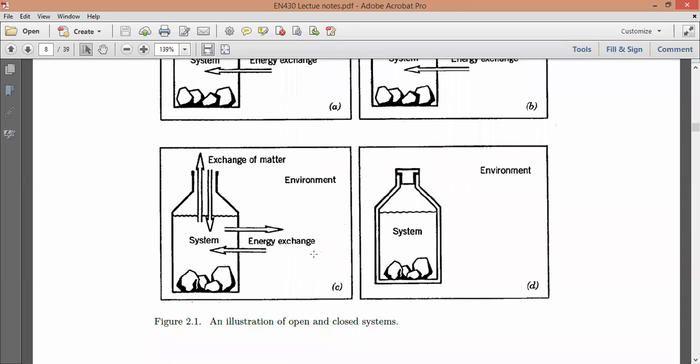With the third illustration here, we have an open system. As you can see, it has no lid. It has no lid, and there's an energy exchange.